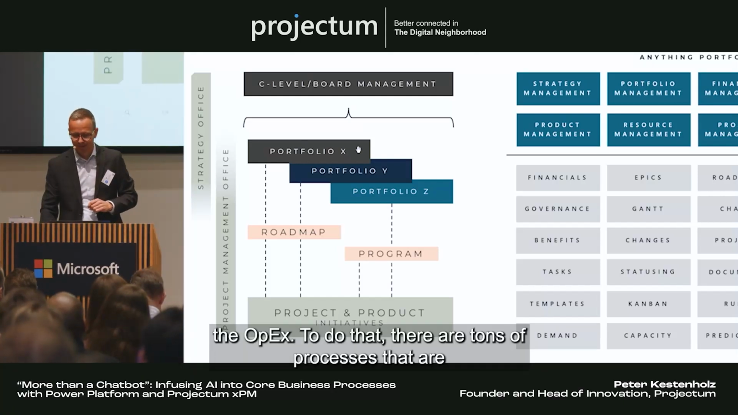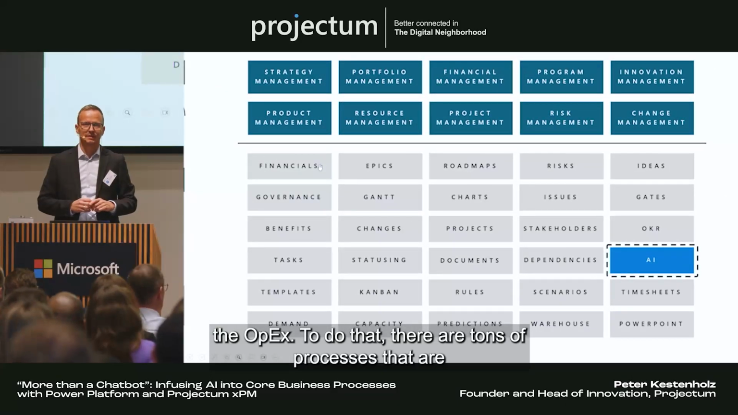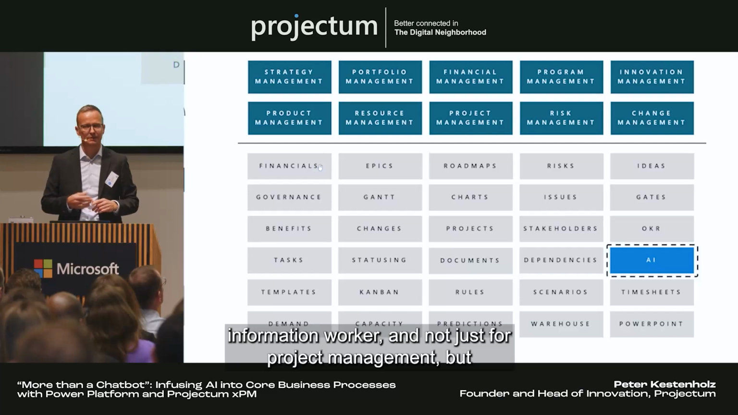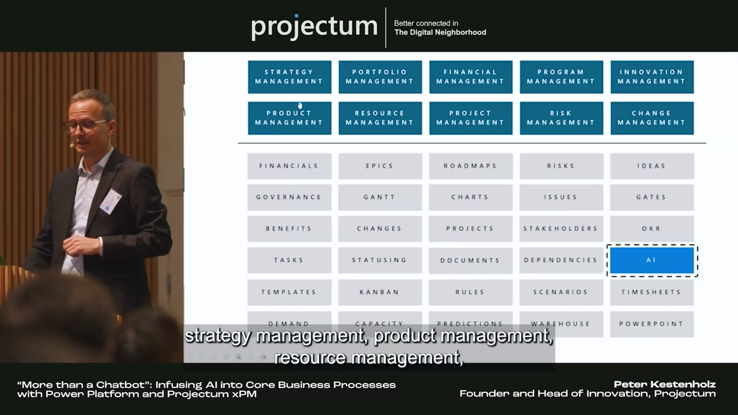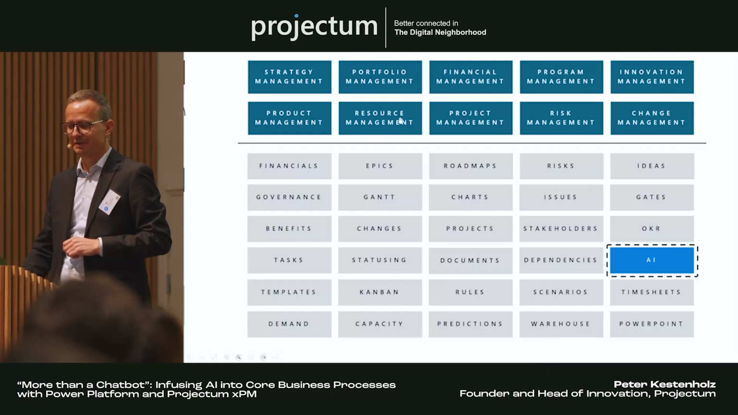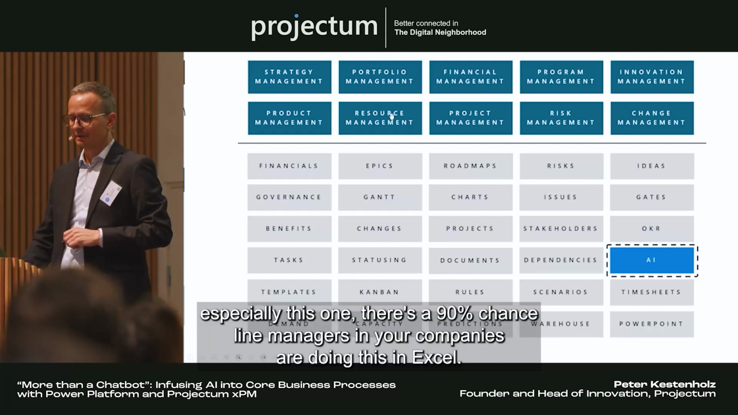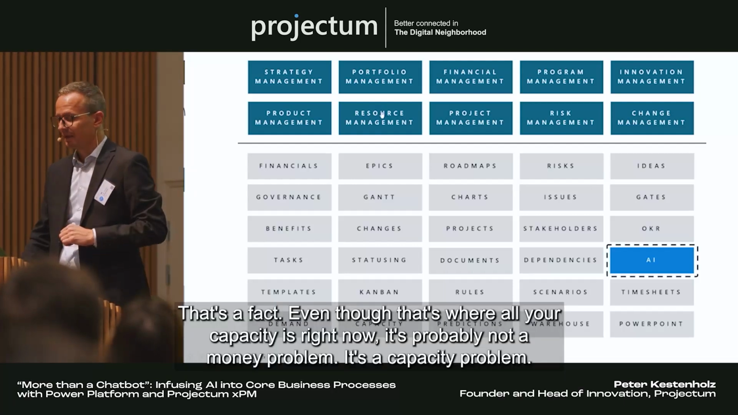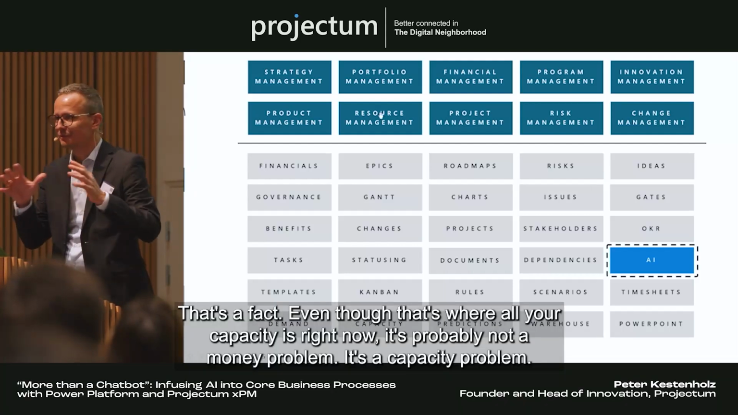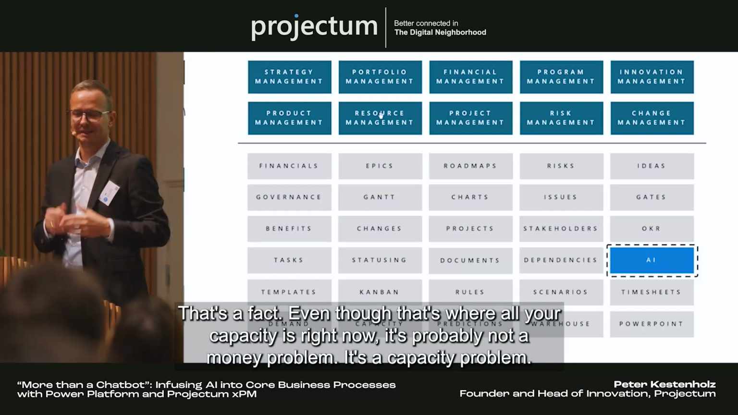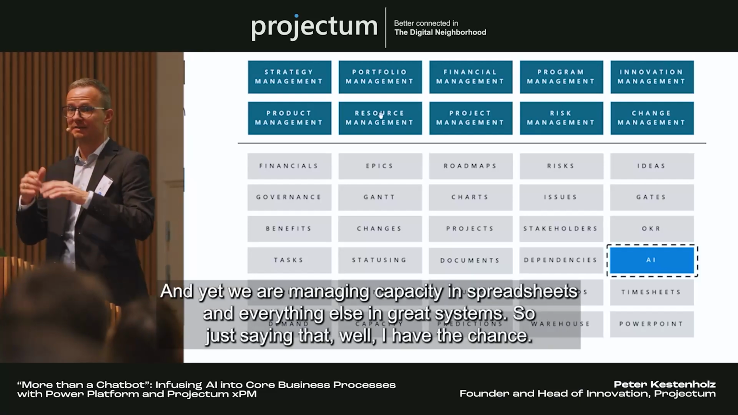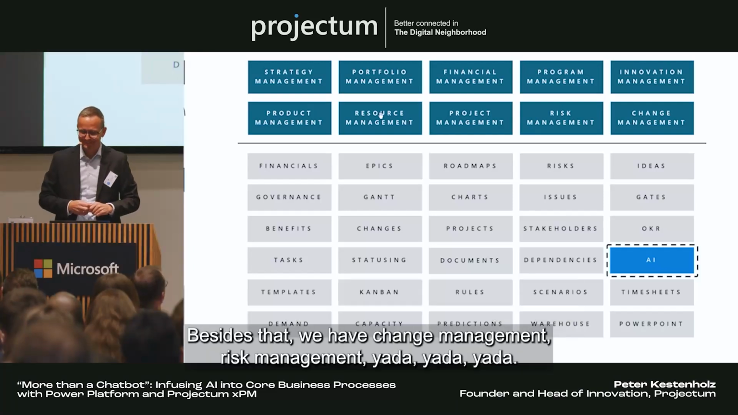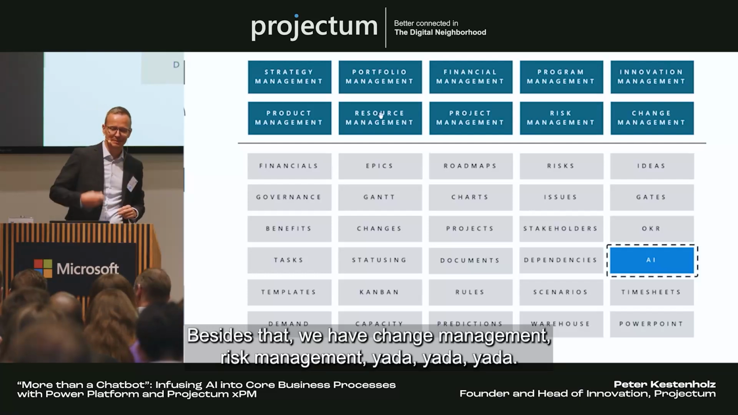OPEX. To do that, there are tons of processes that are relevant for every employee, I think, especially if you are an information worker, and not just project management, but strategy management, product management, resource management, especially this one. There's a 90% chance line managers in your companies are doing this in Excel. That's a fact, even though that's where all your capacity is right now. It's probably not a money problem, it's a capacity problem, and yet we are managing capacity in spreadsheets and everything else in great systems. So just saying that while I have the chance. Besides that, we have change management, risk management, and so on.